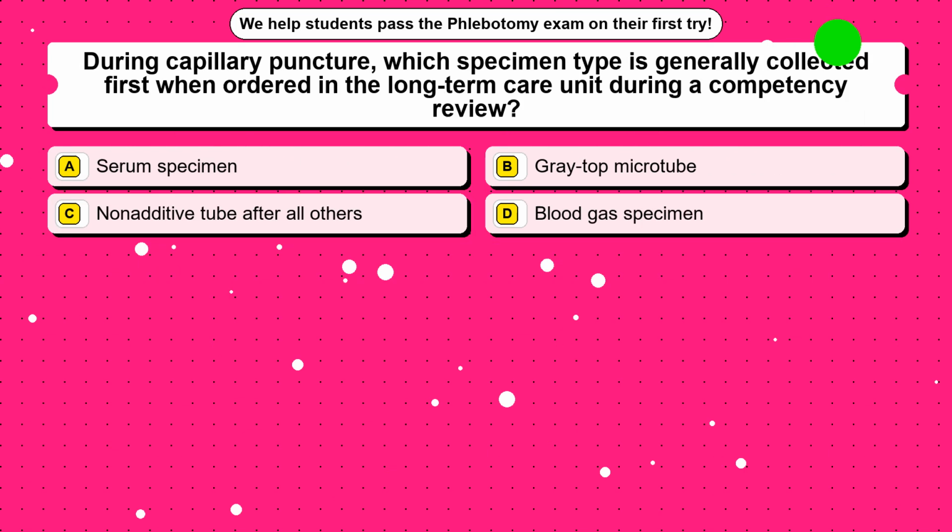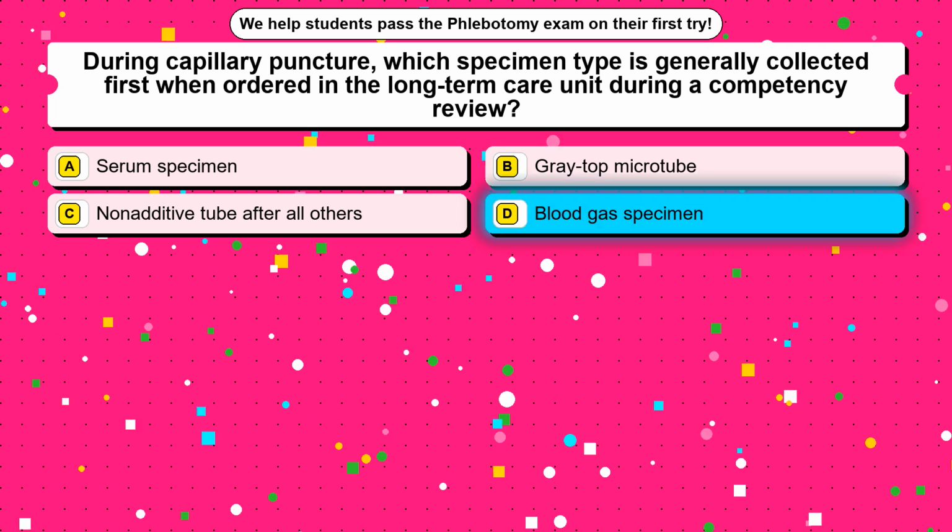Question 44. During capillary puncture, which specimen type is generally collected first when ordered in the long-term care unit during a competency review? Option A, serum specimen. Option B, gray top microtube. Option C, non-additive tube after all others. Option D, blood gas specimen.